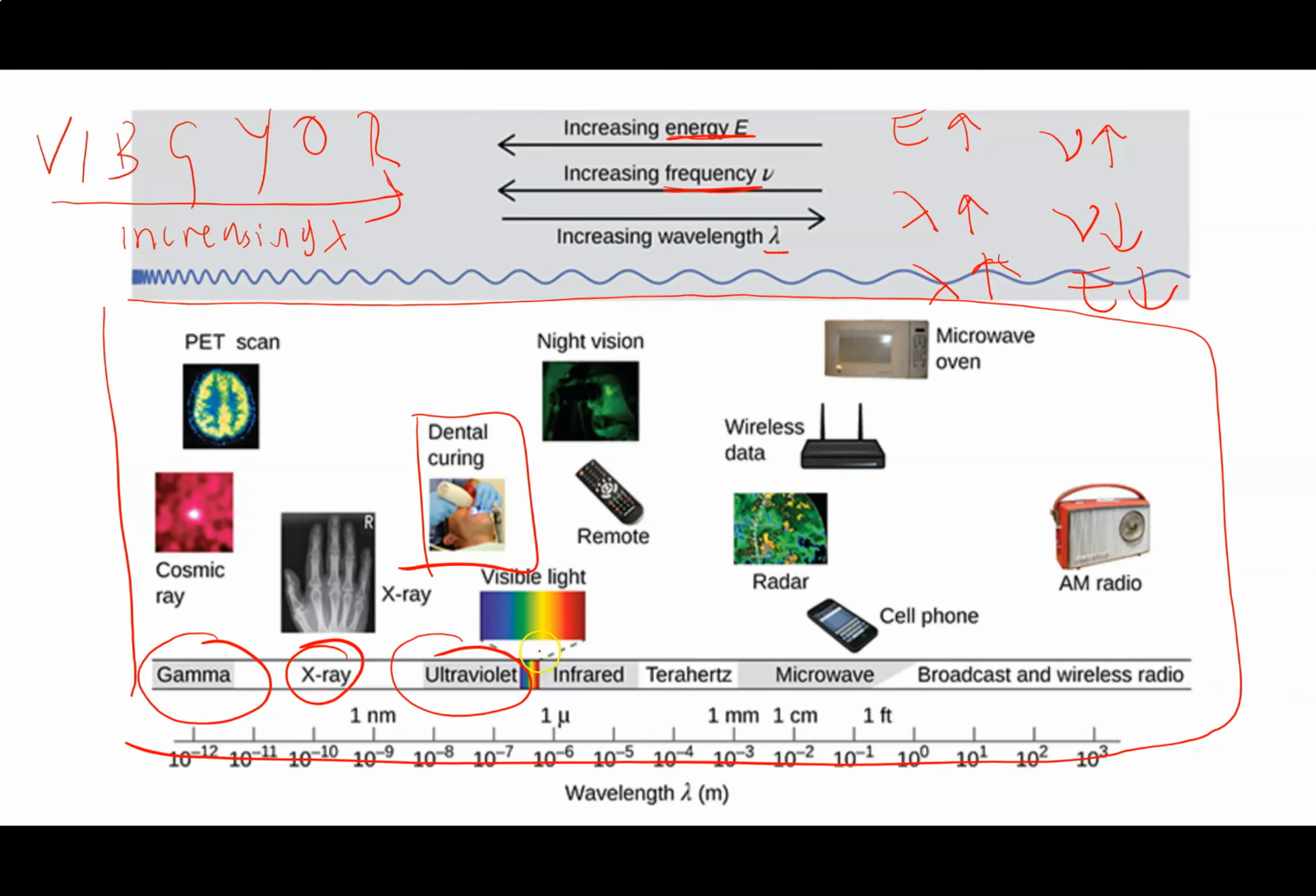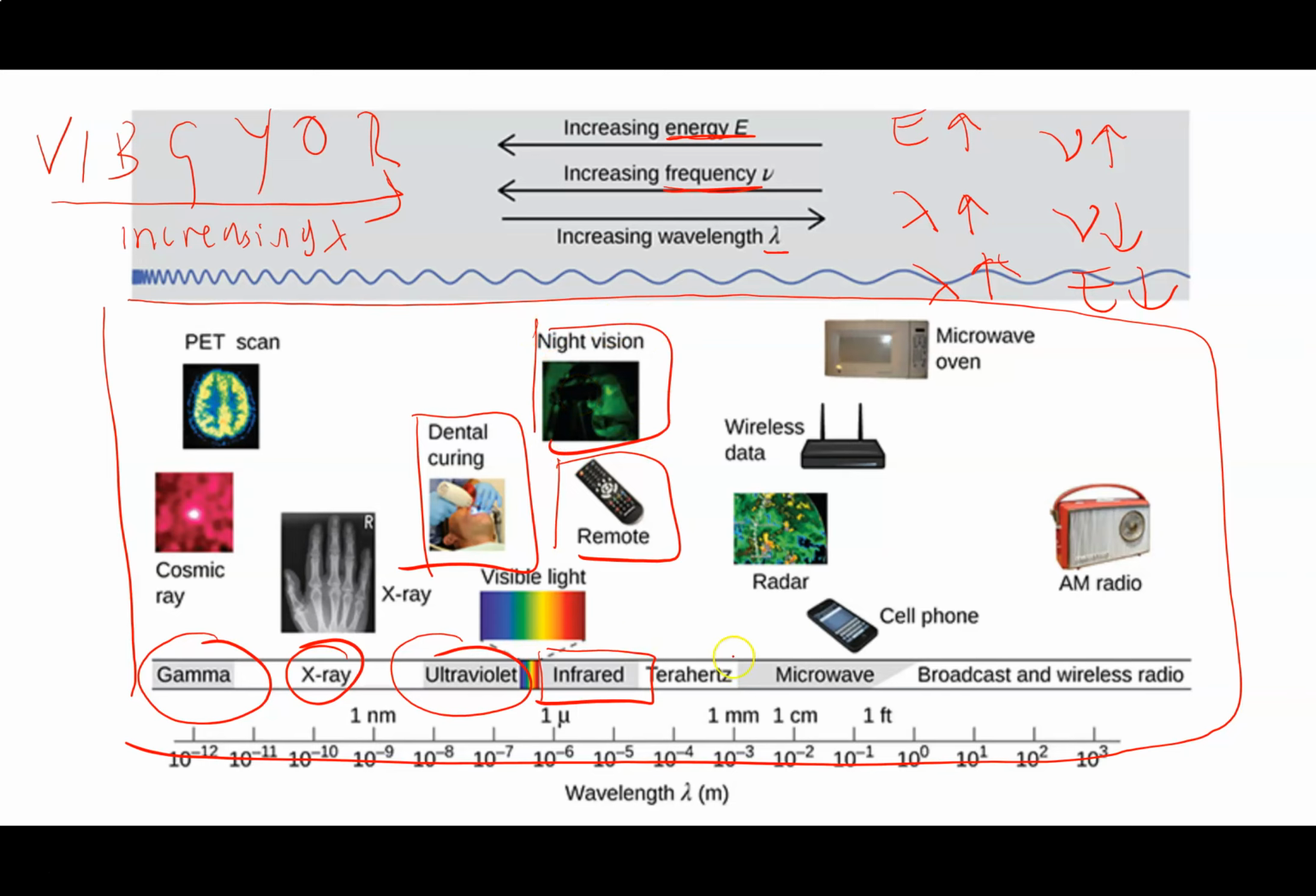Beyond the visible, we get into the infrared. And infrared, we experience that as heat. Infrared light is heat. We use it in remote controls because we can't see it. It's not in the visible region. We use it for night vision, and as I mentioned, we also use it in digital thermometers.